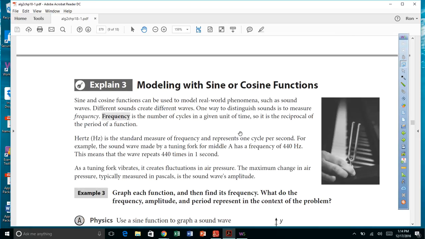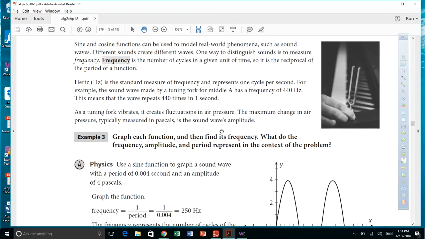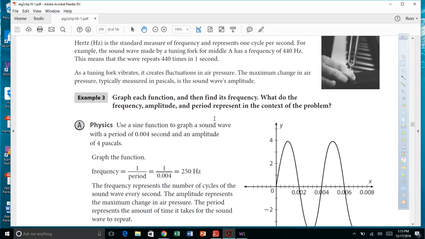Okay. Modeling with the sine or cosine functions. Sine and cosine functions can be used to model real world phenomena such as sound waves. Different sound waves create different sounds. One way to distinguish sounds is to measure frequency. Frequency is the number of cycles in a given unit of time, so it is the reciprocal of the period of the function. Hertz is the standard measure of frequency and represents 1 cycle per second.